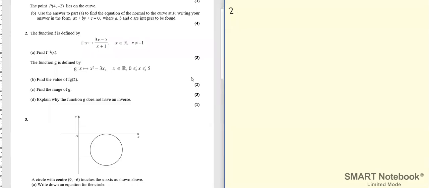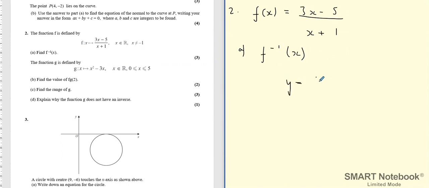Okay, so let's have a look at number 2. We have been given f of x equals 3x minus 5 all over x plus 1. And in part A, we've been asked to work out the inverse of f of x. Now, the way I tend to do that is to say y equals 3x minus 5 over x plus 1 and make x the subject.